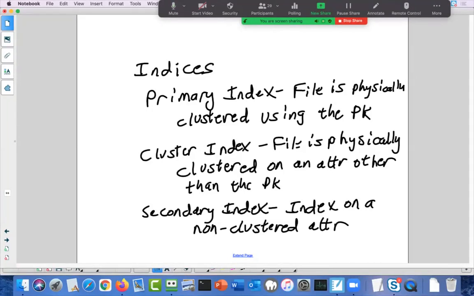So normally we can have at most 1 primary or cluster index. So at most 1. Because you can only physically organize the file once, whereas you can have as many secondary indices as you like.